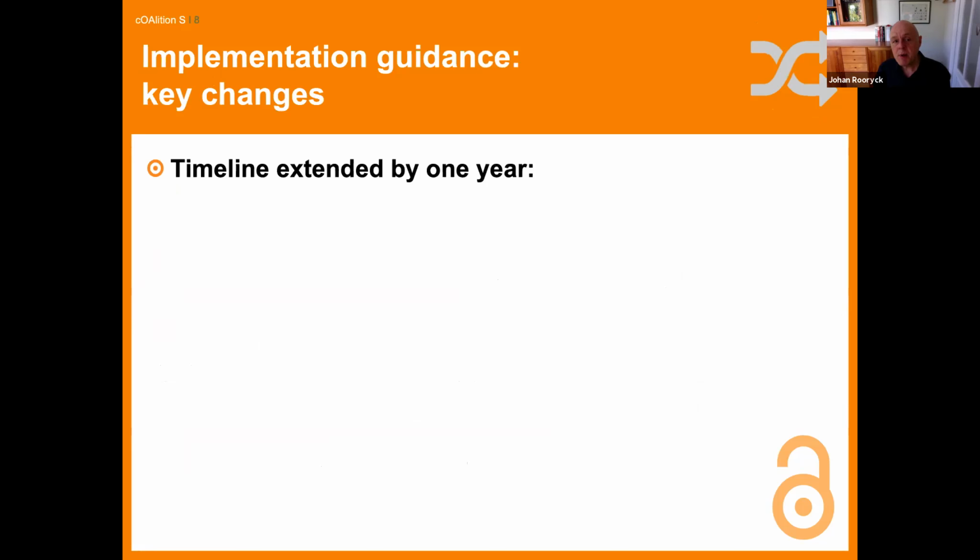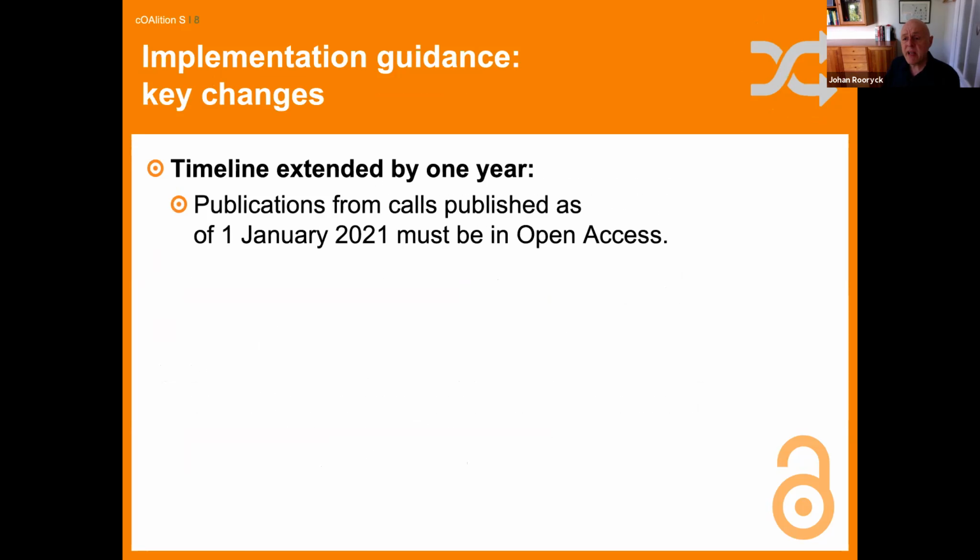How is this being implemented? Now, as you know, the timeline, this was already known last year, the timeline has been extended by 1 year. This means that a number of our funders, not all of them, will apply Plan S for the calls starting in January 2021. So that means that for these funders, most notably UKRI, Wellcome, and also some others, the publications from calls must be in open access as of 1st of January 2021. The other funders will follow in their own time.